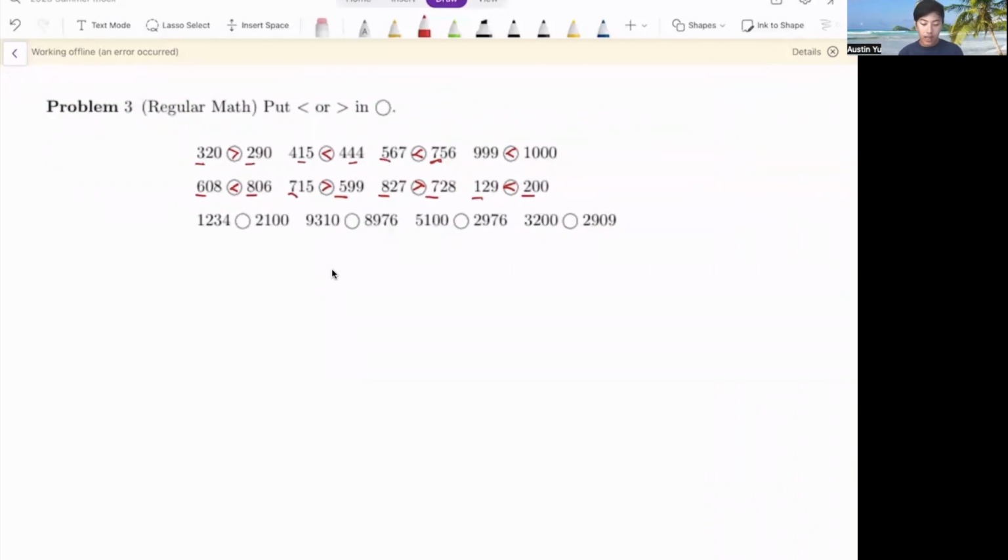And the next one, we see that 2 is greater than 1 in the thousands place, so therefore 1,234 is less than 2,100. The next one, again, we look at the thousands place, 9 and 8. 9,310 is greater than 8,978. And moving on to the next one, 5 in the thousands place is greater than 2 in the thousands place. So this is greater. And the last one, 3 in the thousands place is larger than 2 in the thousands place. So we just do larger than.